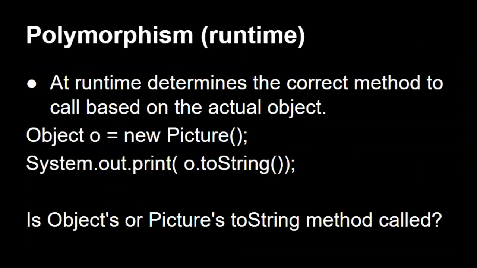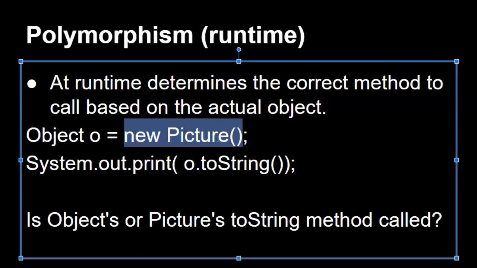Polymorphism, runtime polymorphism, is basically determining at runtime what method to run. And so here's a little example to illustrate this. So we've got a new instance of picture, and we know picture extends object. So actually our new instance of a picture contains all the instance variables of picture and object, and could call all the methods of each. So we're assuming in this case that picture also had a toString method. Okay, so picture and object.